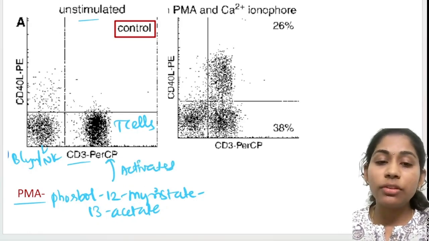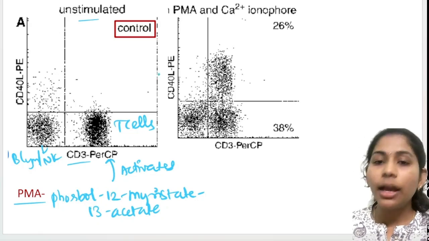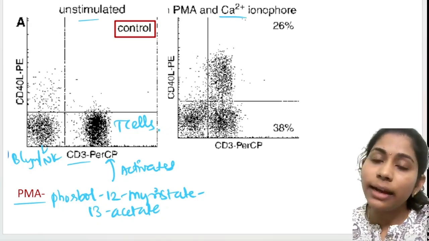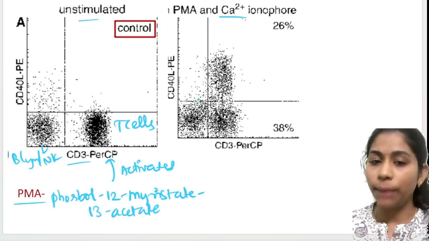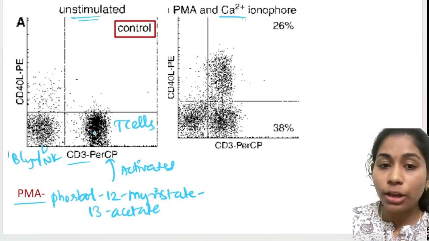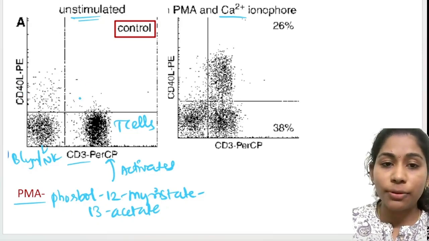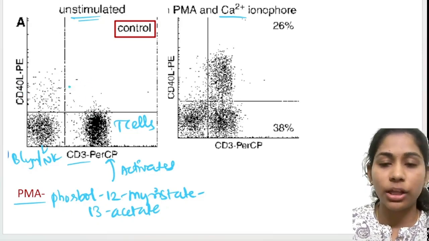For the activation of these T cells, we are adding this PMA along with the calcium, so that the T cells will get activated. When activated, then only they will express the CD40 ligand. Normally they won't express. So this is the initial one, that is the unstimulated one. That's why they are not showing any CD40 ligand expression. Only the T cells are there. Here, see, can you see no CD40 expression?